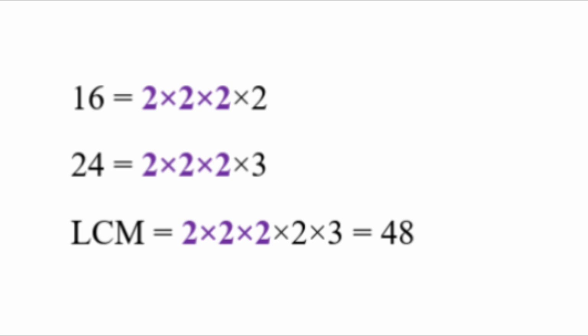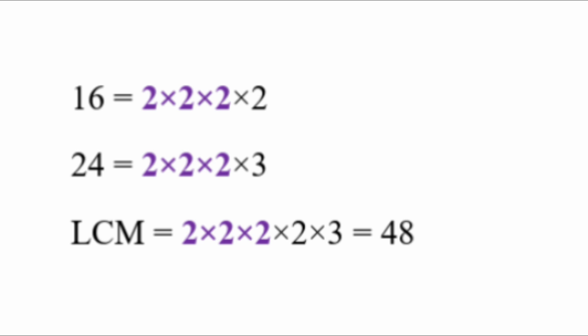Here 16 is equal to 2 multiplied by 2 multiplied by 2 multiplied by 2, that is 2 2s are 4, 4 2s are 8, 8 2s are 16. Now 24 is equal to 2 2s are 4, 4 2s are 8 and 8 3s are 24. Now here we can see the three 2s are common, so we will take them out as common, and the remaining uncommon factors are 2 and 3, and their multiplication is 48.